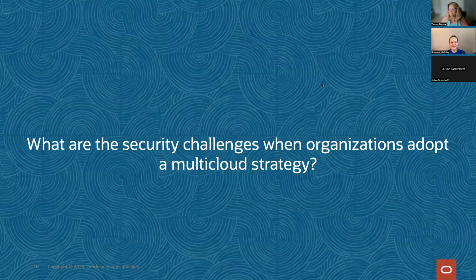So I think you mentioned earlier some really good points, Julian. And I think another one that we're all concerned about, of course, is what are the security challenges when organizations adopt a multi-cloud strategy? Not only planning the network, but also security as well.